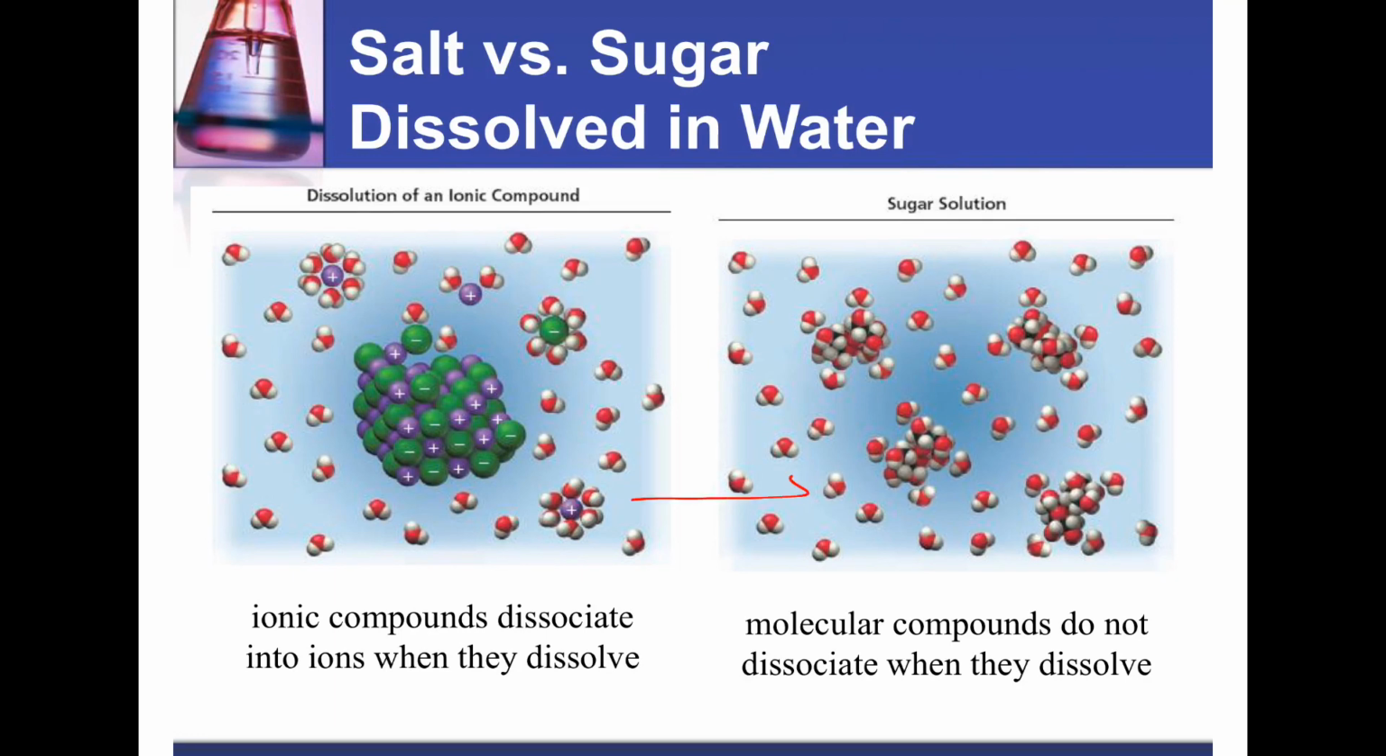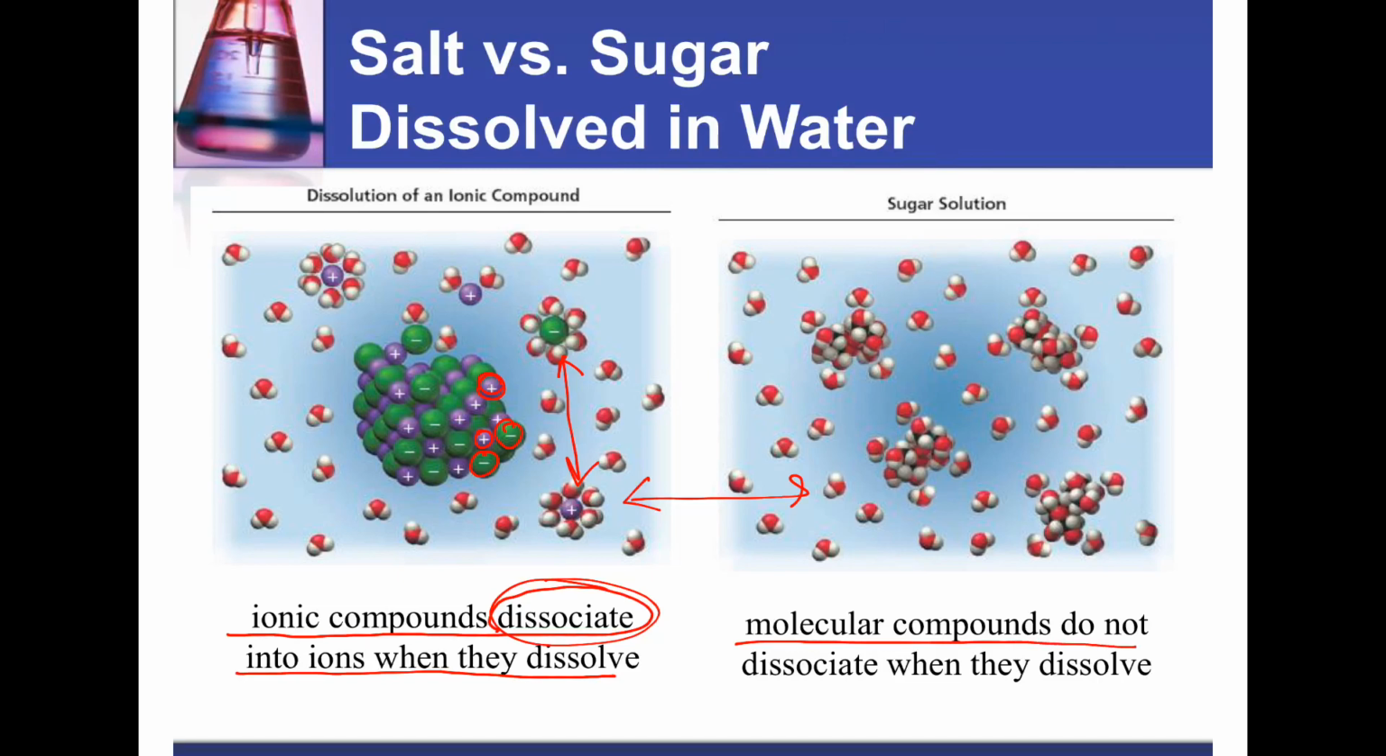Now, to compare and contrast these two situations, some review words that we can use: ionic compounds dissociate into ions when they dissolve. What that means is that they were ions before, positives and negatives, but they have dissociated from each other, and that means moved apart from each other. So they were ions before, now they are ions, but further apart from each other.